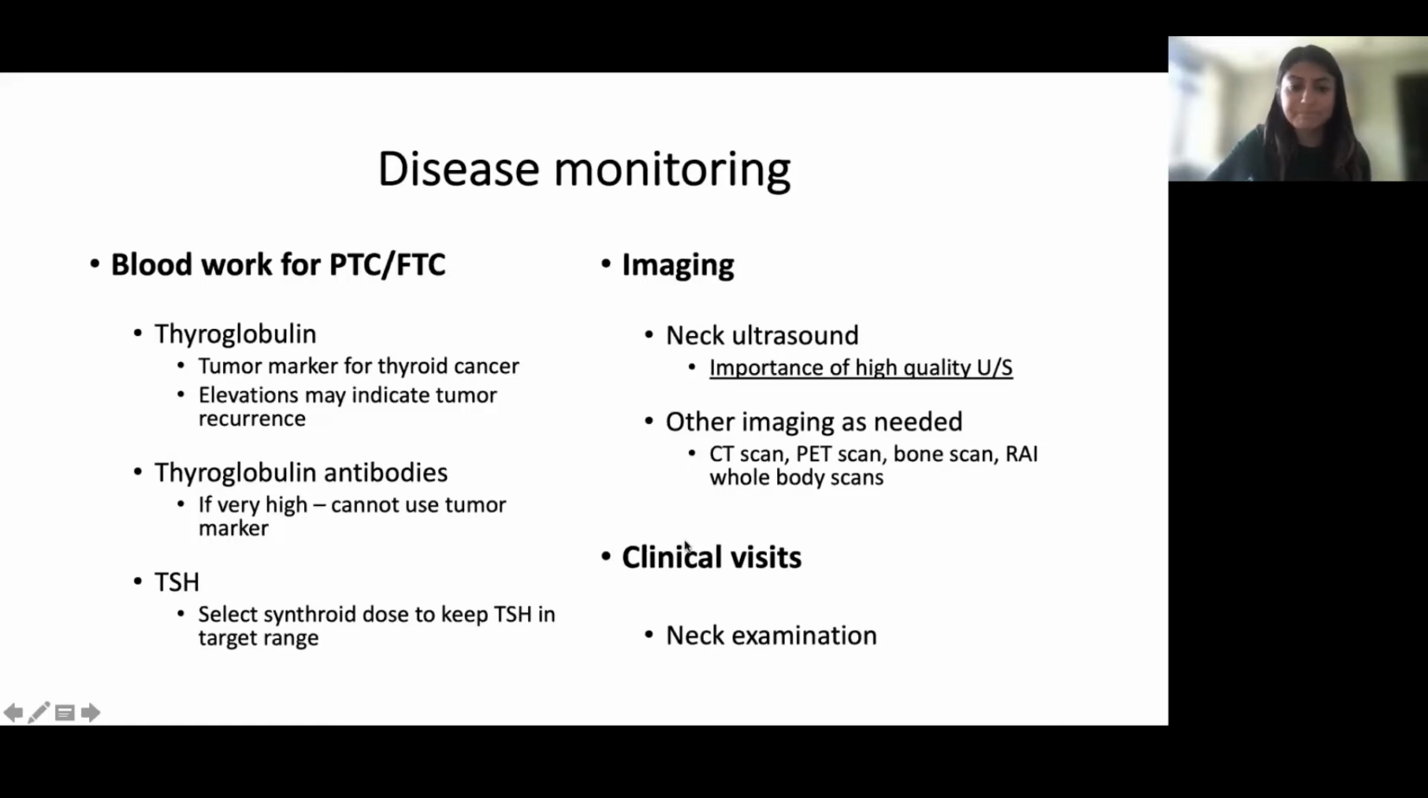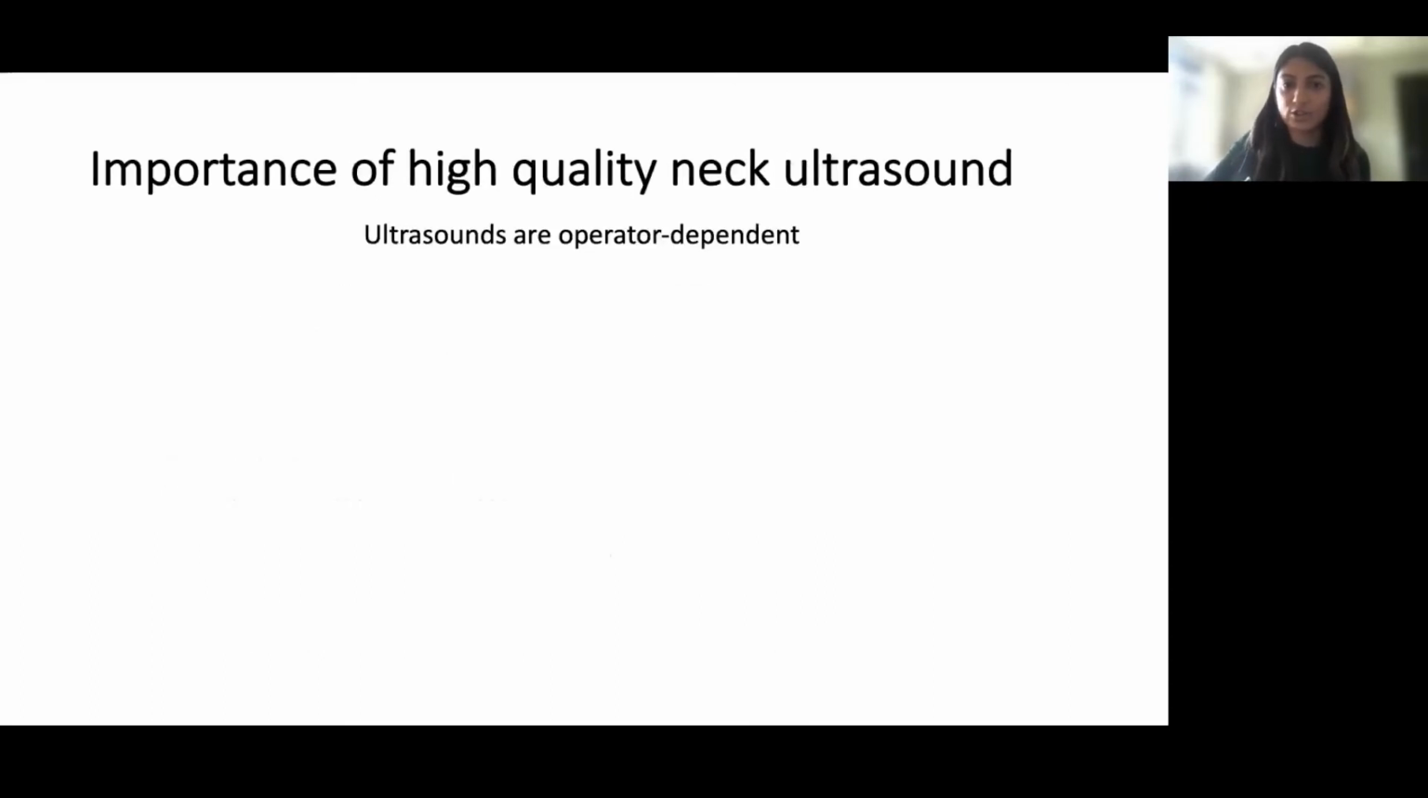And if not, why? And then clinical visits, the most important thing is just feeling your neck, of course, and seeing how you're doing overall and feeling on your Synthroid. So that is disease monitoring in a nutshell, which is blood work, imaging, and clinical visits. And so why do we call it a risk stratified approach to monitoring is going to be coming up next.